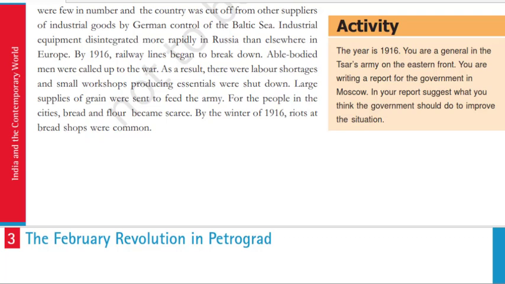Activity. The year is 1916. You are a general in the Tsar's army on the Eastern Front. You are writing a report for the government in Moscow. In your report, suggest what you think the government should do to improve the situation.